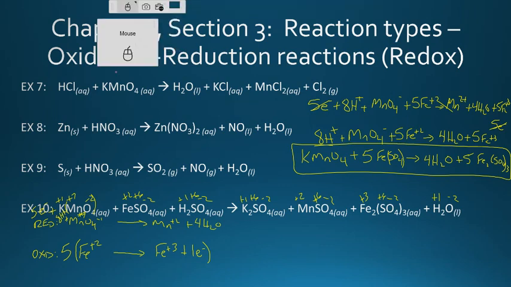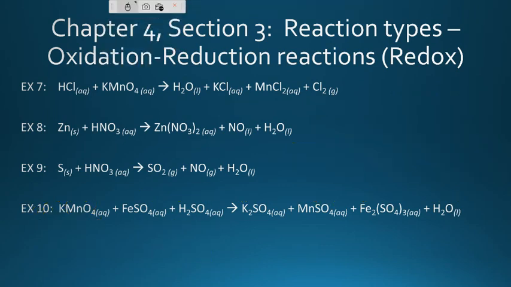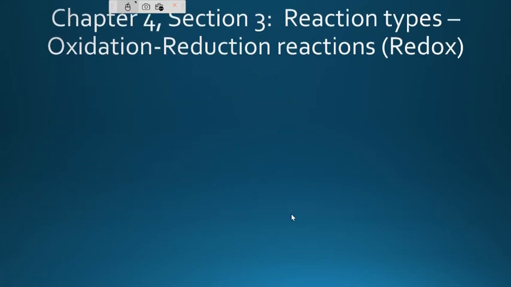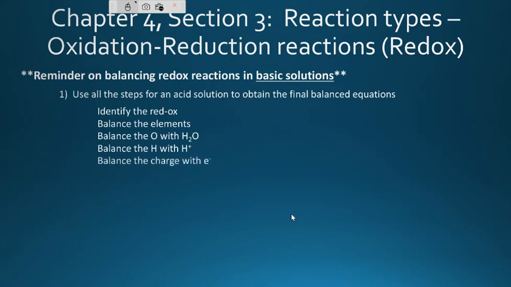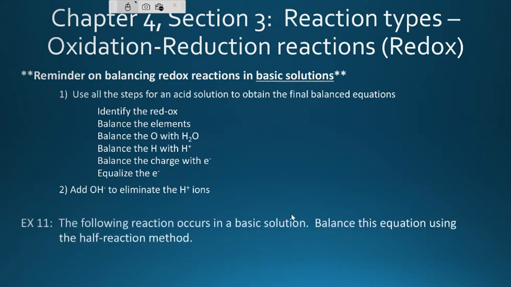Nice job sticking through all these things, and that should be getting us through the rest of the problems for redox. Okay? Just a reminder on this at the end, what you'll be doing is the steps in there. The only thing that's going to be different is you'll add hydroxides to eliminate the hydrogen ions in there. Okay? I'll take a look at that in the next video. Good job.